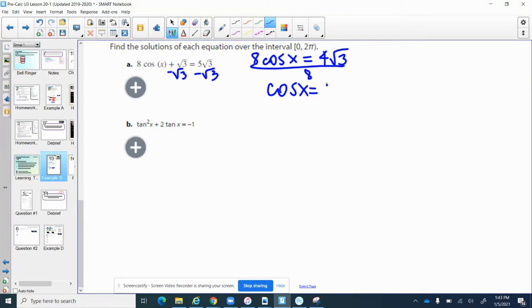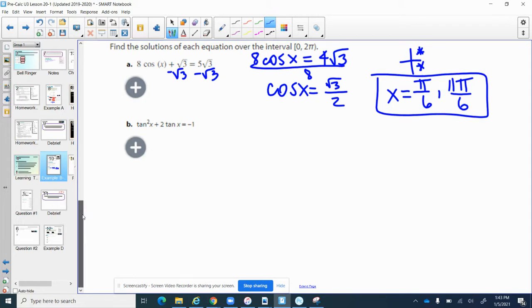We end up with 1/2 square root 3, aka square root of 3 over 2, because the 4 and the 8 simplify. So we're thinking about on the unit circle, where does cosine of x equal square root of 3 over 2? Well, cosine is positive in quadrants 1 and 4, and there are two values at which x is going to be positive square root of 3 over 2, and that's going to be at pi over 6 and 11 pi over 6.